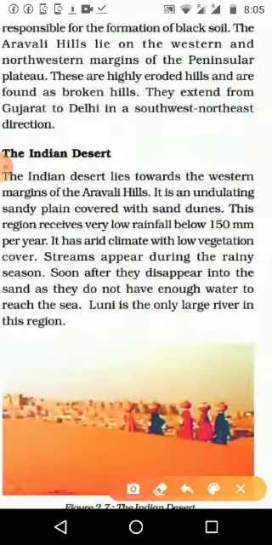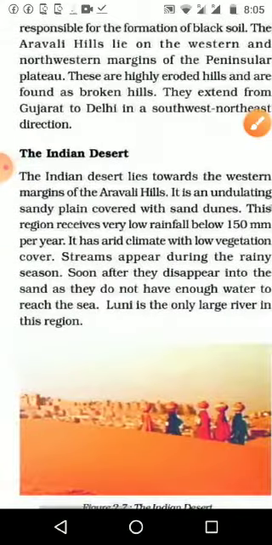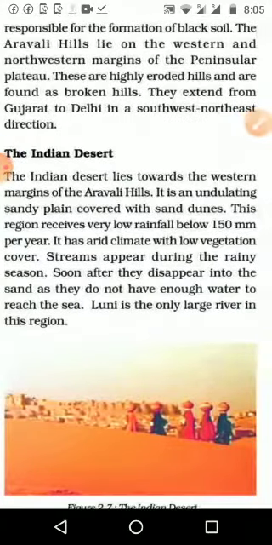The topic is the Indian desert, and here we are going to see where the Indian desert is and what the specialty of the Indian desert is. The Indian desert lies towards the western margins of the Aravalli Hills, the western side, where we can see the outer border is the Aravalli Hills. It is an undulating sandy plain covered with sand dunes. We can see the picture given downside, our desert area with the sand dunes.